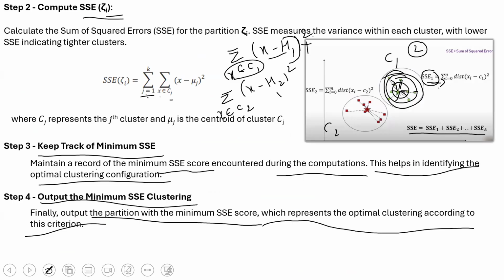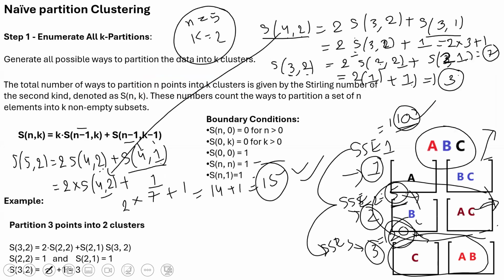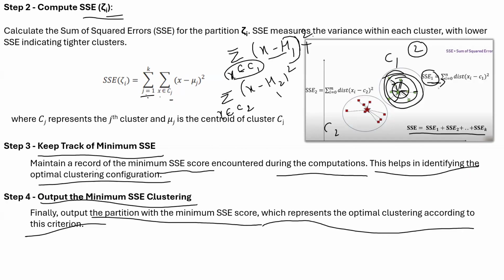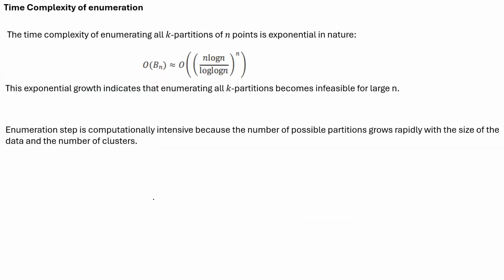If you want to find the total number of enumerations for n points with k clusters, that is given by the Stirling number of the second kind. Then the second step is calculating the sum of squared errors. When you minimize the sum of squared errors, you are minimizing the intra-cluster distance, which is nothing but increasing the inter-cluster distance. So that is computing the SSE, keeping track of it, and then outputting the minimal SSE clustering.